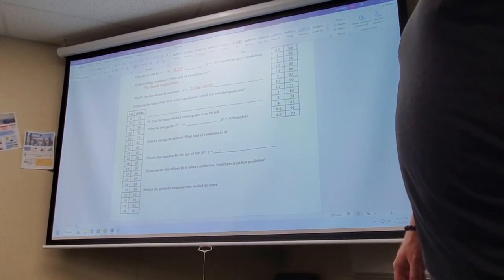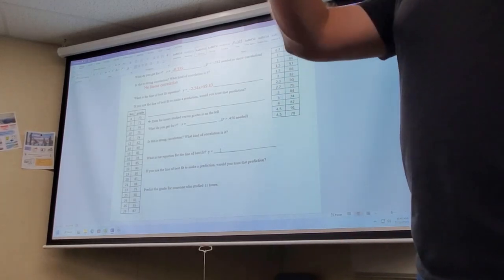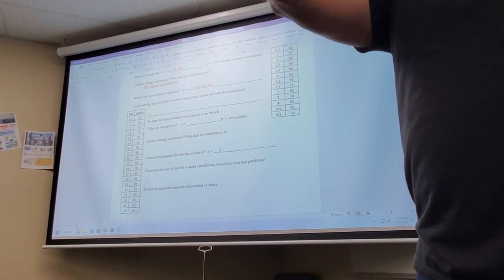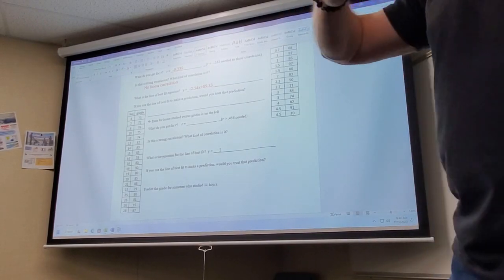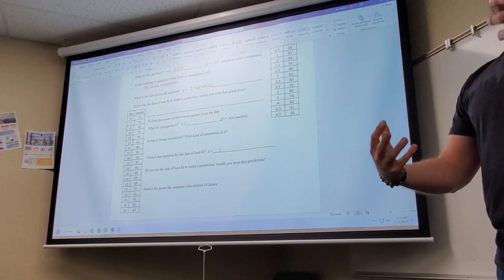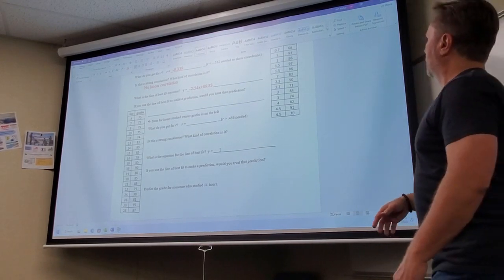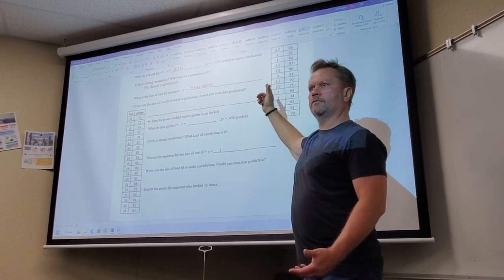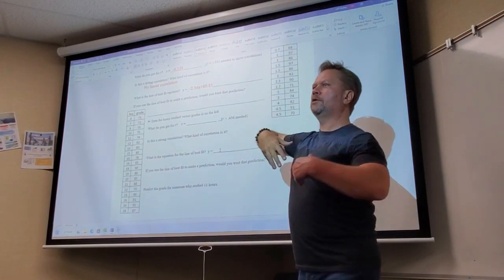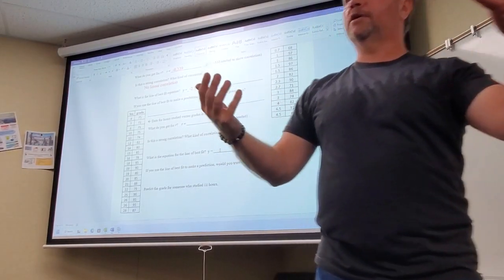All right, we haven't even talked about this next question yet, but you should have a feel for this. If you use the line of best fit to make a prediction, what does that mean? What do I want to be able to do? I want to be able to say, what if I drank 3.5 beers? What does it look like my grade is going to be?